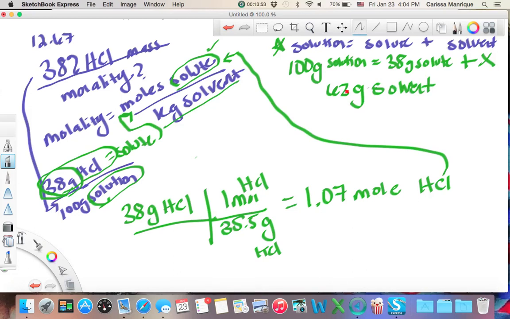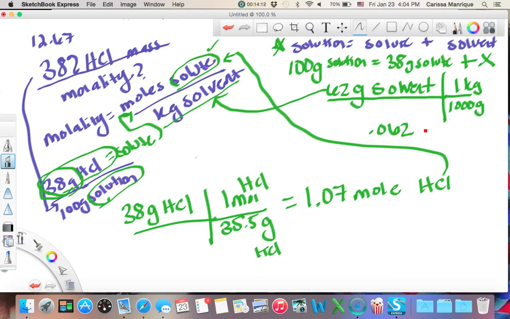So I know I have 62 grams of solvent. Okay, but what unit do I want this in? I want it in kilograms. So I have 62 grams of solvent, and there are 1,000 grams per 1 kilogram, so I can convert that to kilograms. This gets me to 0.062 kilograms of solvent. Okay, so check, I have everything.